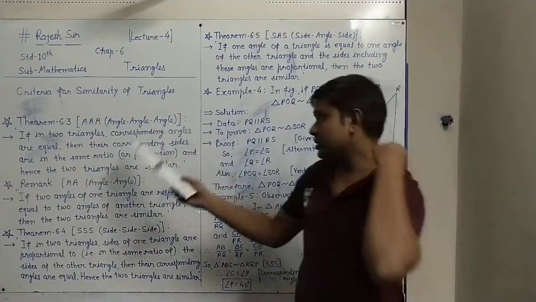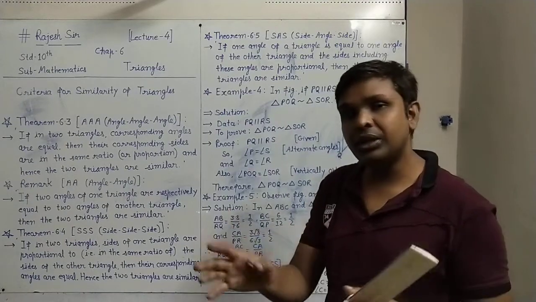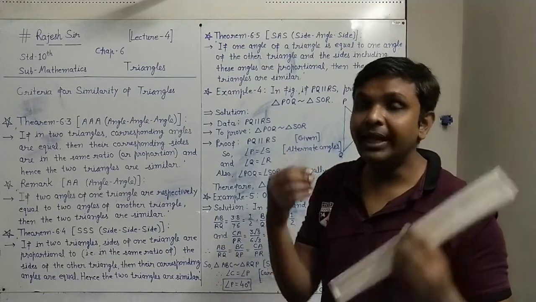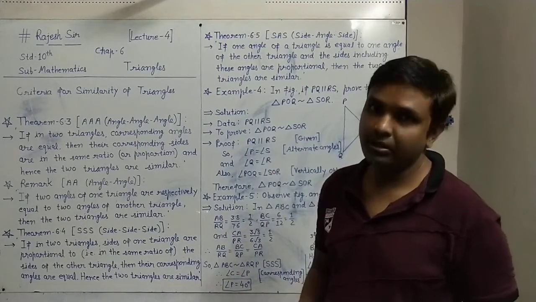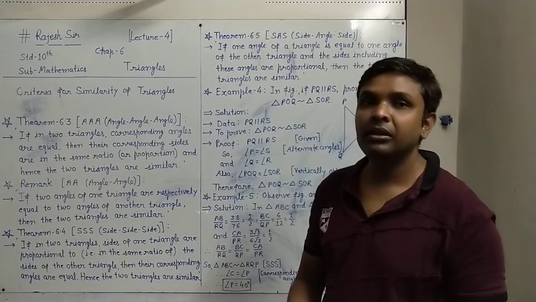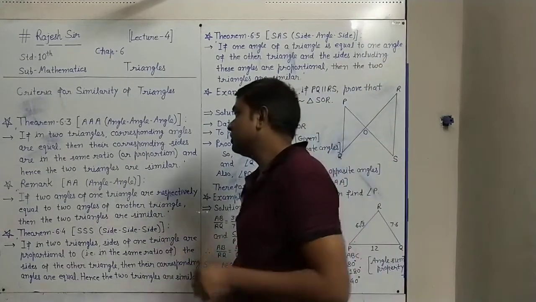So basically what this theorem wants to tell us is that if we see in two triangles that the corresponding 3 angles are equal, we can directly say that the two triangles are similar. What about sides? They will be in proportion. Okay, that is the theorem.